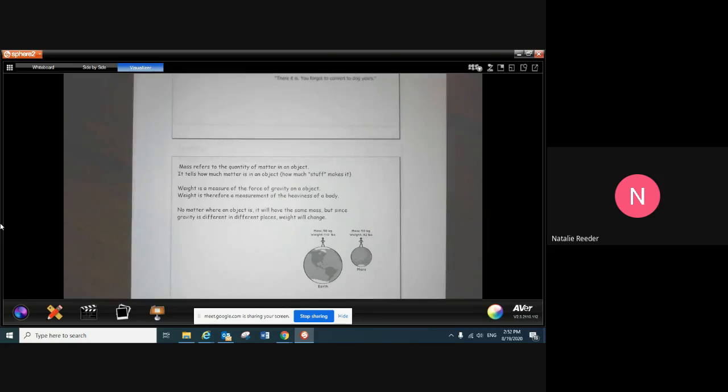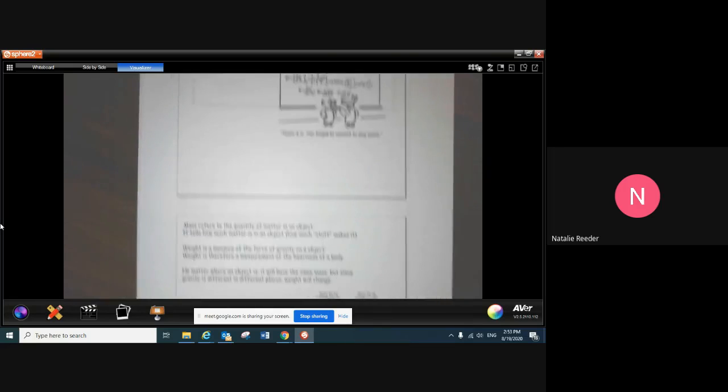No matter where an object is, it will have the same mass, but since gravity is different in different places, weight will change. So this is a good little example here where it shows a person on Earth has a mass of 50 kilograms and the weight is 110 pounds. Whereas if you go on Mars, the mass of that person is still 50 kilograms, but the weight has changed to 42 pounds, all because of gravity.